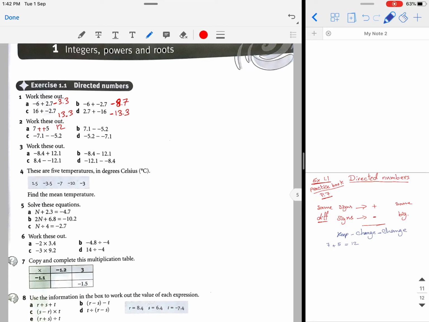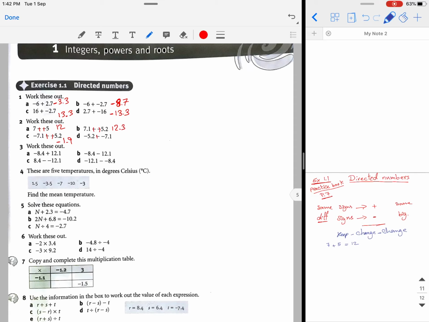Next one, here negative, make it positive. So 7.1 plus 5.2 equal 12.3. Same idea here, negative, make it positive. So negative 7.1 plus 5.2. One is negative and the other one is positive. So make subtraction. 7.1 minus 5.2, it's 1.9. And what about the sign? The bigger one is negative. So make the result negative.